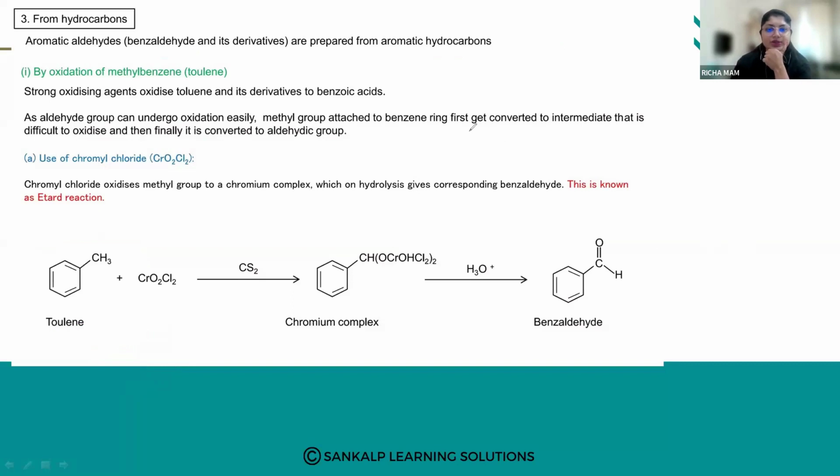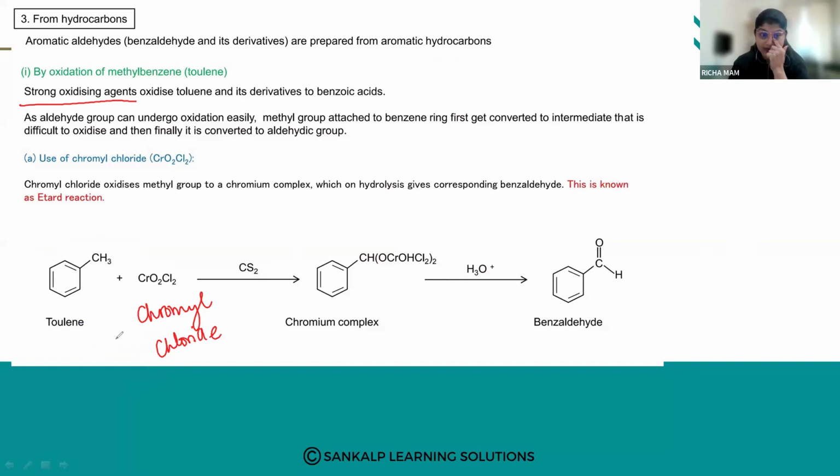Methyl benzene is toluene. So what we can do, we can use strong oxidizing agents, like your chromyl chloride. You can use chromyl chloride in the presence of CS2.